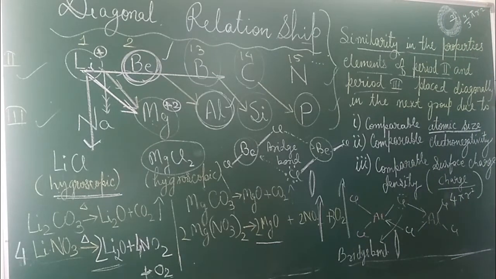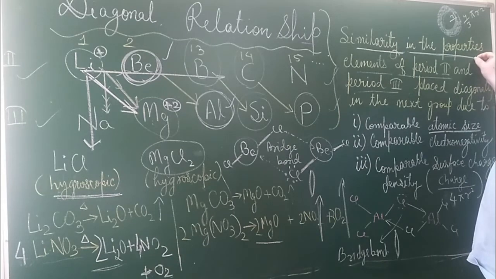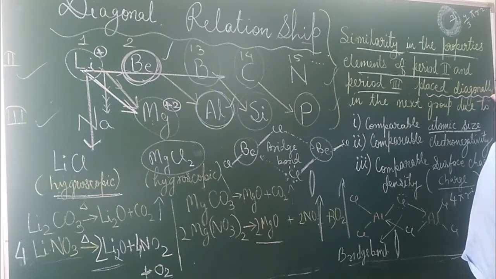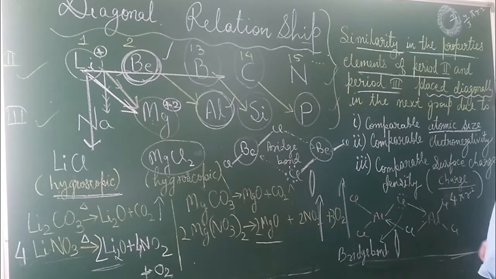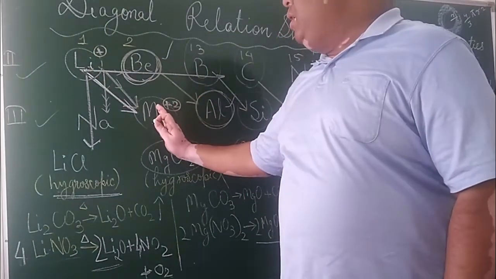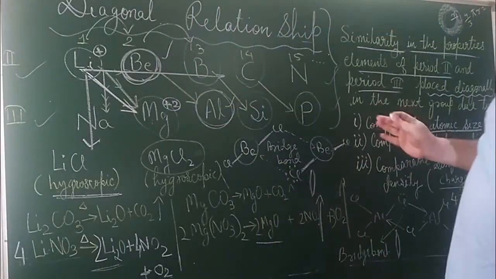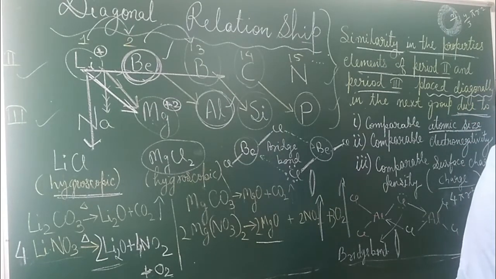So what is diagonal relationship? Hence we can conclude that diagonal relationship means similarity in the properties of the elements of period 2 and period 3 which are placed diagonally in the next group. When you write placed diagonally, it becomes easy to express. There are three reasons for diagonal relationship.